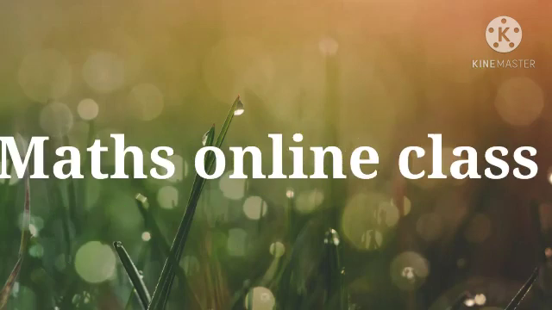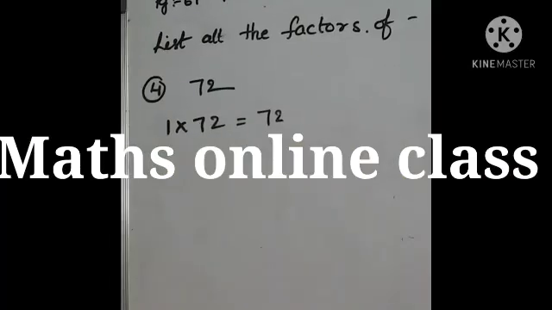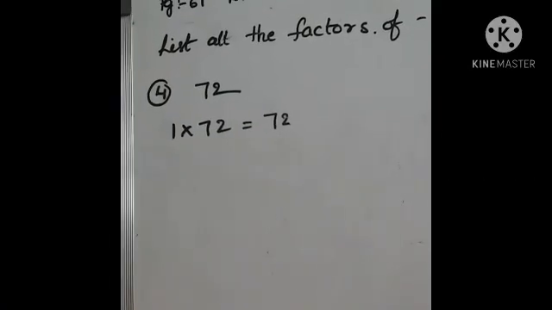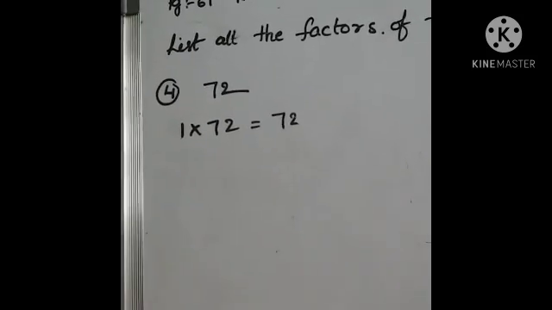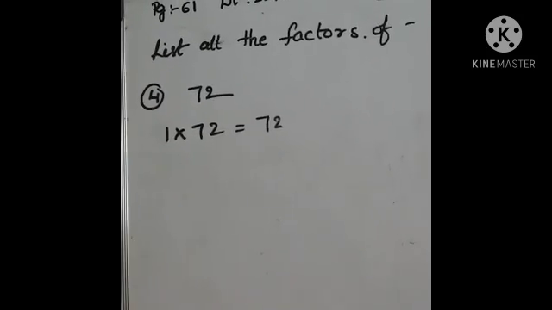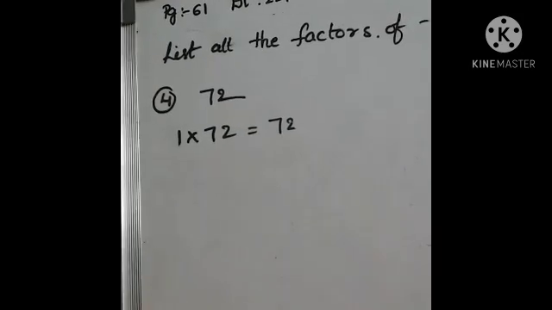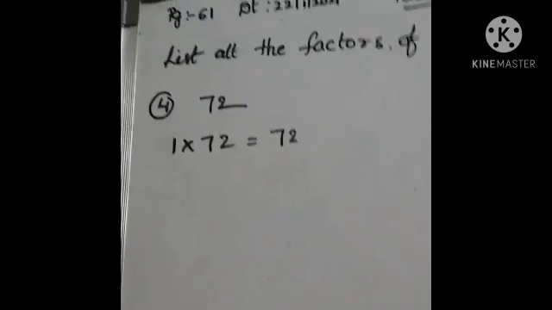In the previous class, we discussed page number 61, problems 1, 2, 3. Today we will discuss the remaining problems. Okay, 72. List all the factors of 72.